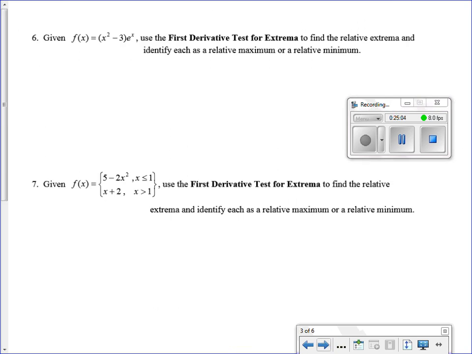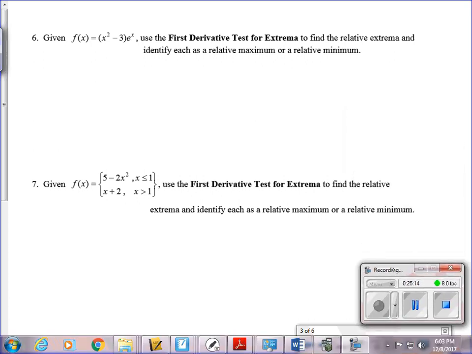Okay, the next problem we're asked to use the first derivative test for extrema to find the relative extrema. For the first derivative test, you're going to get the first derivative, find the critical values, make a sign chart. If the first derivative changes sign, you have a relative extremum. If it's positive to negative, it's a max. If it changes from negative to positive, it's a min.